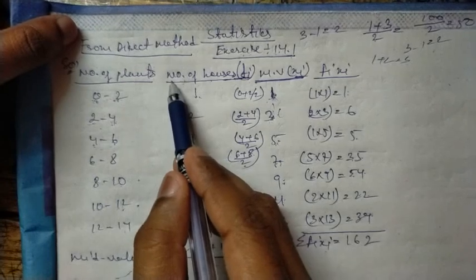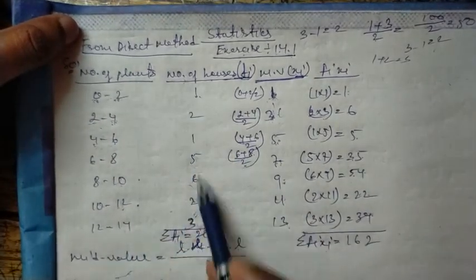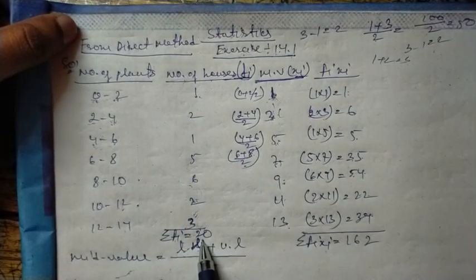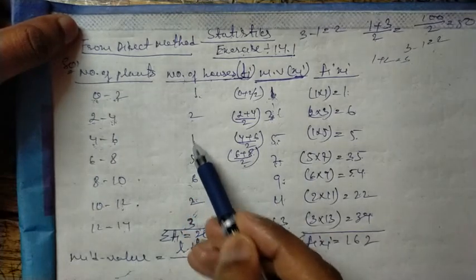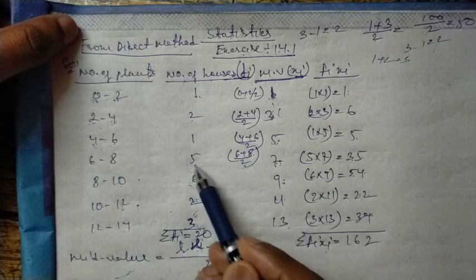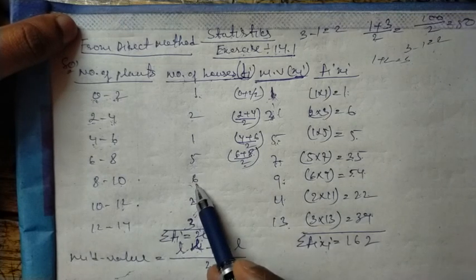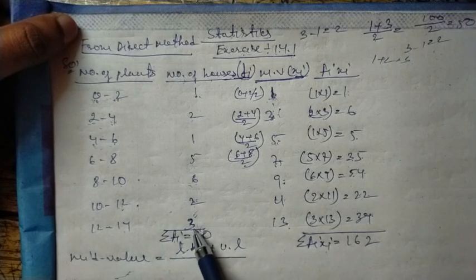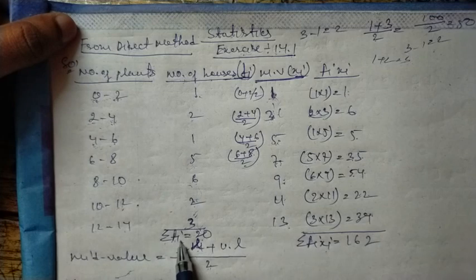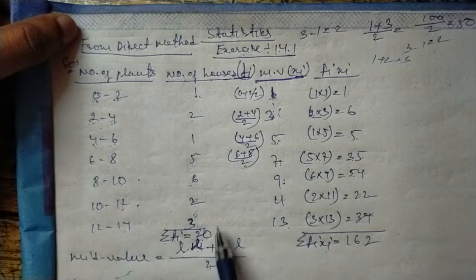Then we are going to take the total. If we total this, we'll get 20. If you add it: 1 plus 2 is 3, 3 plus 5 is 8... 9 plus 6 is 15, 15 plus 2 is 17, 17 plus 3 is 20, so sigma Fi is equal to 20.